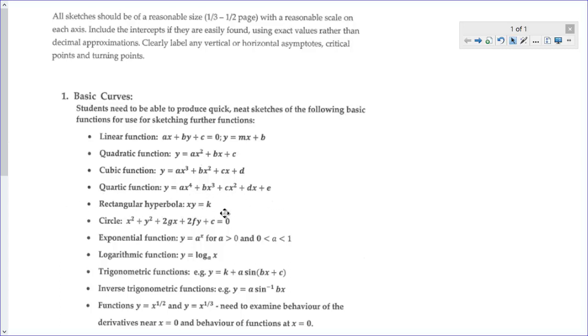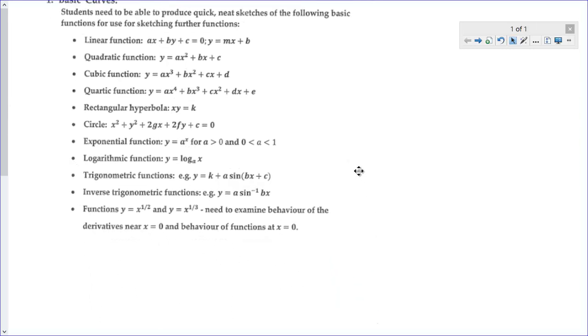The rectangular hyperbola, well, we'll just cover that in conics, so hopefully that's fresh in your mind. The equation of a circle, where the center isn't 0, 0. Exponential functions, log functions, all your trig functions. So you need to know the effect of the amplitude, the coefficient of B, adding a C, and adding a K.